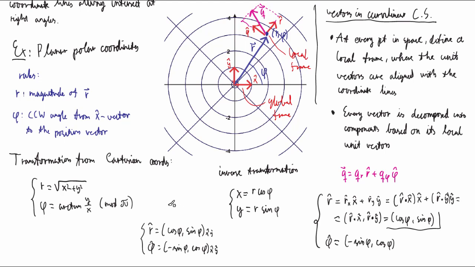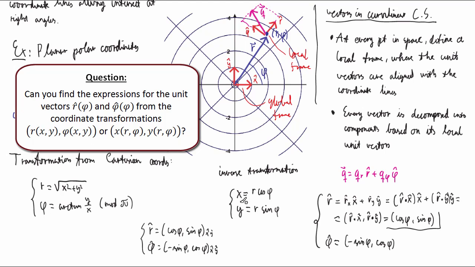The question is how. So that's a question that I'm asking you. How can you find the expressions for r hat and phi hat starting from these transformations? That is, from r as a function of x and y, and phi as a function of x and y, or from x as a function of r and phi, and y as a function of r and phi. This is not an entirely trivial question. So if you manage to solve this, you'll get an extra gold star.